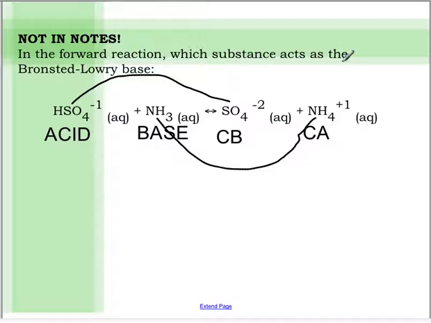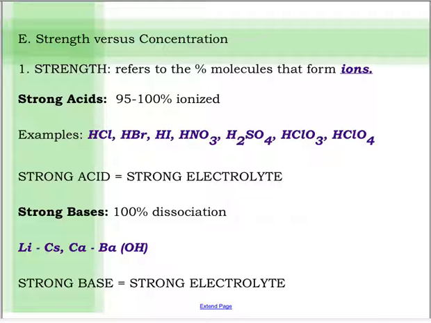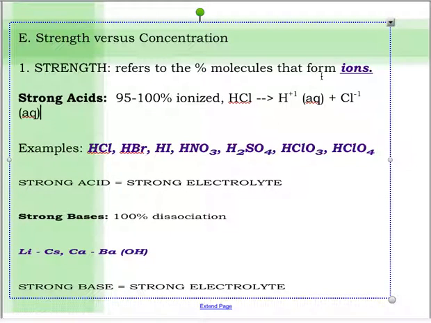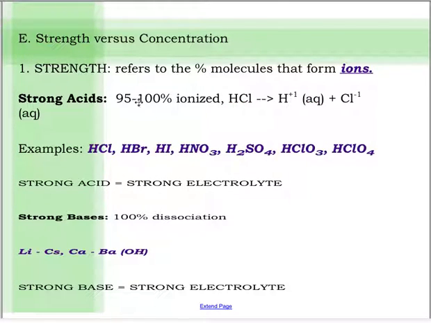All right, and then the last thing for this section of notes is you want to realize that there is a difference between the strength of an acid and the concentration. So the strength of the acid refers to how many things are ionized. When we say ionized, what we mean is like HCl becomes H plus 1 and Cl minus 1. So if you're a strong acid, then you completely ionize. So these are the acids that are considered strong because they ionize. If you're a strong acid, then you are a strong electrolyte.